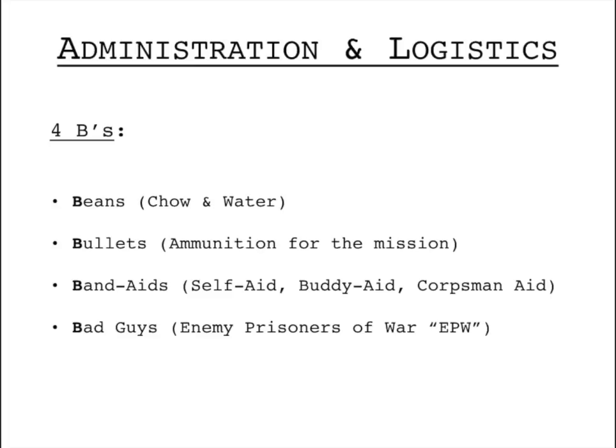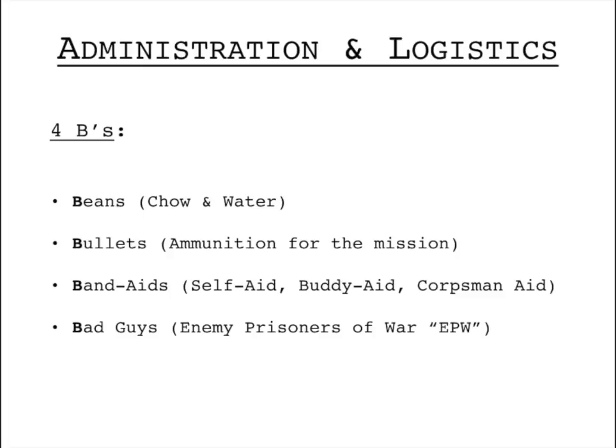Let's move on to administration and logistics. So that's the 4 B's: beans, bullets, band-aids, and bad guys. Beans, how much chow and how much water is needed for the mission? Bullets, how much ammo do you need for the mission? Maybe grenades, maybe demolition charges. Band-aids, so self-aid, buddy aid, corpsman aid. And then bad guys, so what will you do with EPWs, enemy prisoners of war?